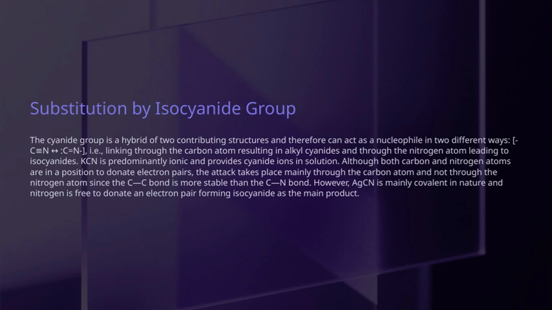On the other hand, with silver cyanide, AgCN, the situation is different. It's primarily covalent in nature, which means nitrogen is free to donate its electron pair more readily. As a result, the main product we get from substitution with AgCN tends to be an isocyanide. So, to connect this to the larger theme, understanding whether the cyanide acts through carbon or nitrogen really influences the type of compound we form, alkyl cyanide or isocyanide, and this depends on the nature of the cyanide source.